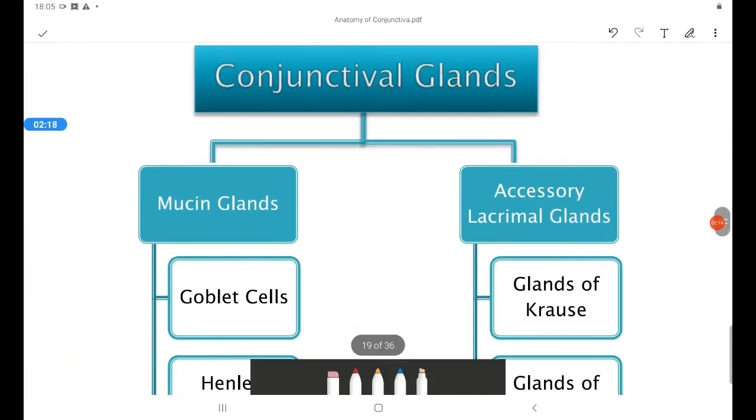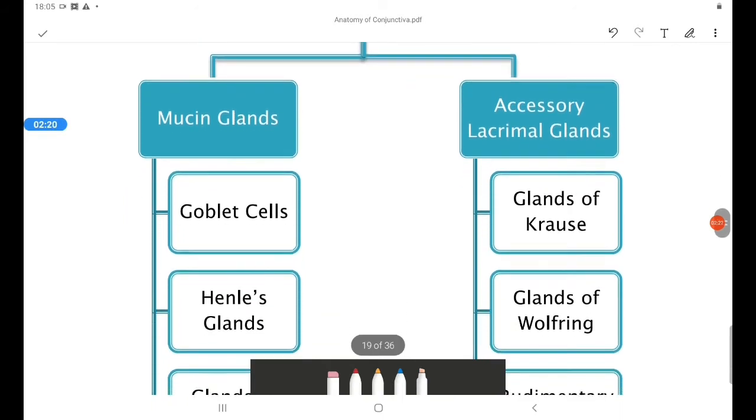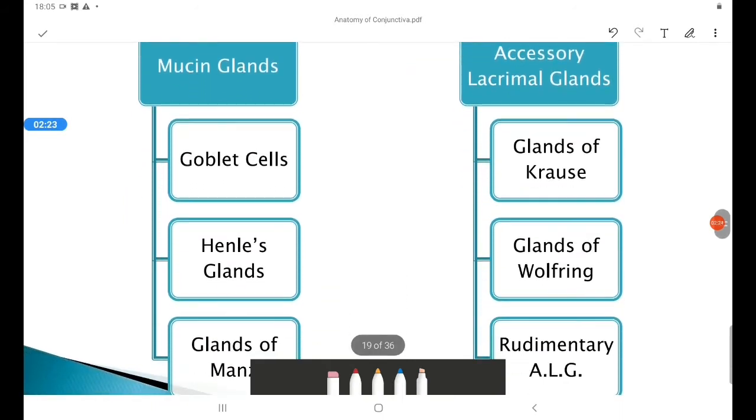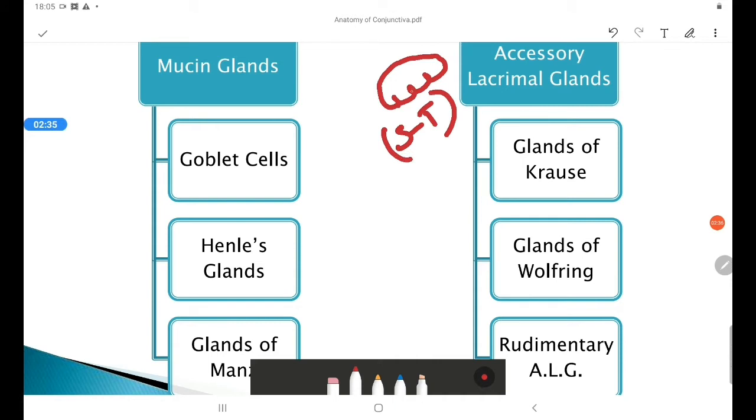Now we'll come to the conjunctival glands. The glands that you see in the conjunctiva are mainly mucin glands and the accessory lacrimal glands. Accessory lacrimal gland means apart from the lacrimal gland, which you know is situated in the superotemporal part and drains into the superotemporal fornix, and which gives the aqueous layer. There are also other glands like the glands of Krause and glands of Wolfring, which also release the aqueous layer of the tear film.